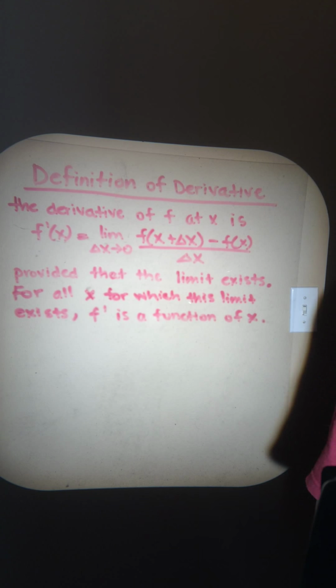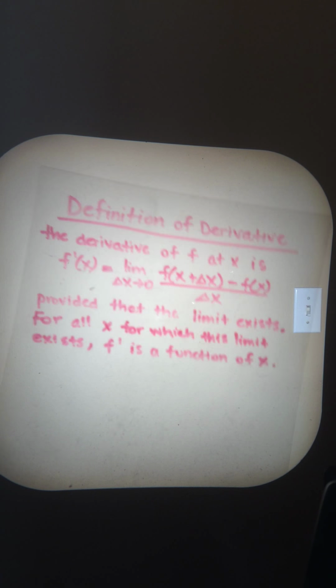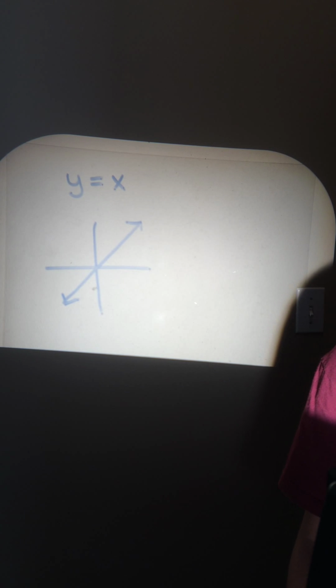Now, we know that y equals x, this function, let's draw a graph really quick, which looks something like this. We know the slope of y equals x is 1. So, by using the definition of a derivative, we can prove this.